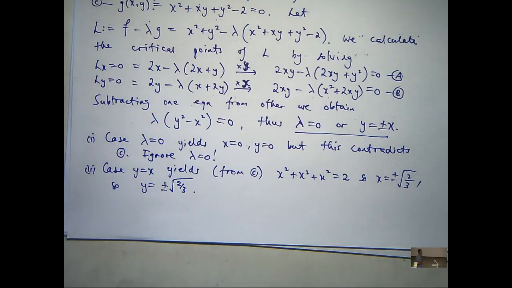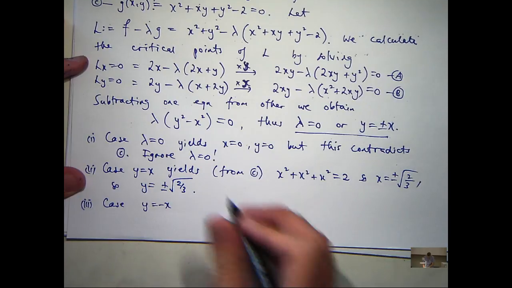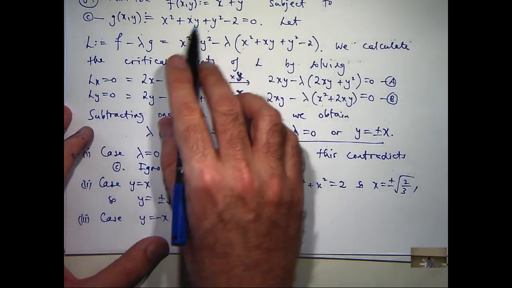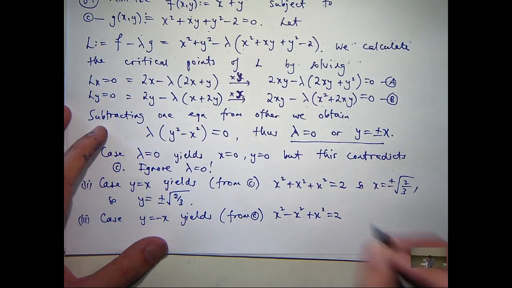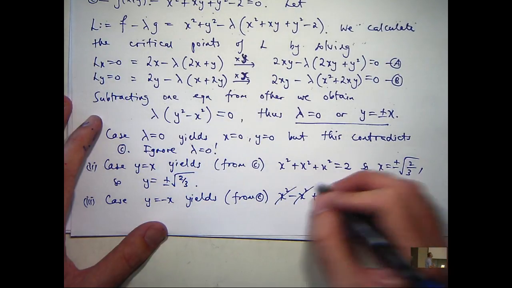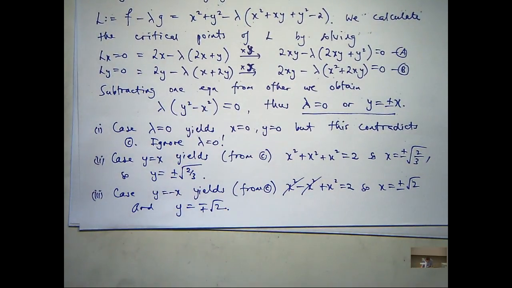In the last case, when y equals minus x, just do the same thing. Use the constraint equation again. So we're going to get x squared minus x squared plus x squared equals 2. So again, you've got an equation here involving x squared. Okay, almost there. So when x equals positive root 2, y equals minus root 2. When x equals negative root 2, y equals positive root 2. That's what I mean. If you don't like that notation, you can use your own.